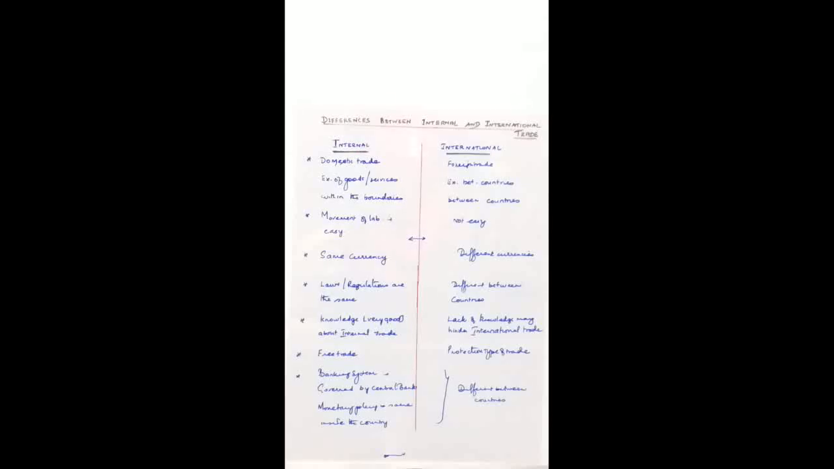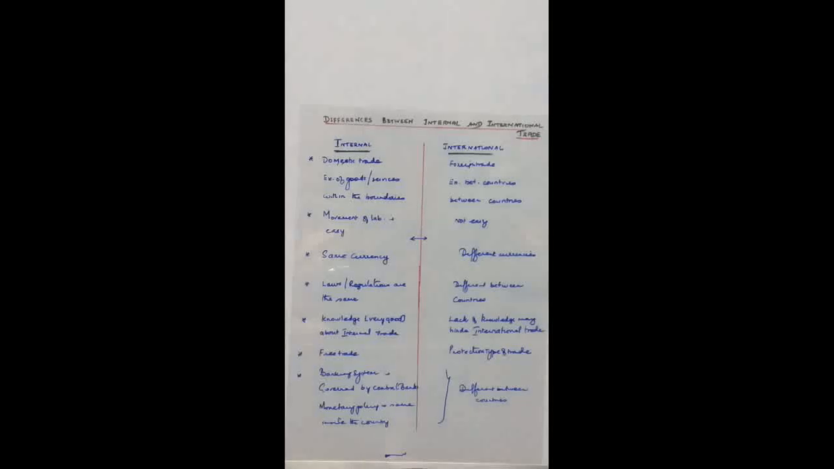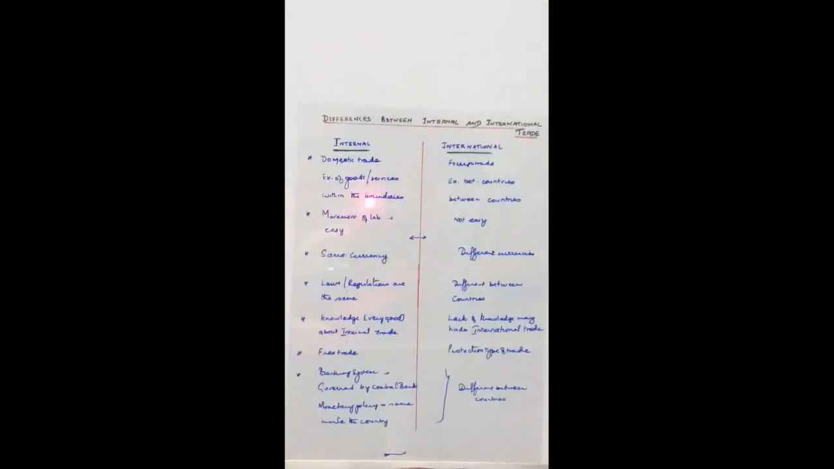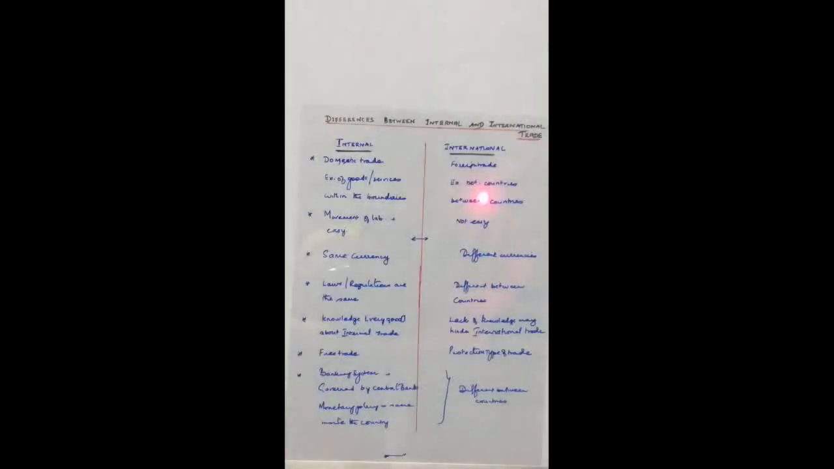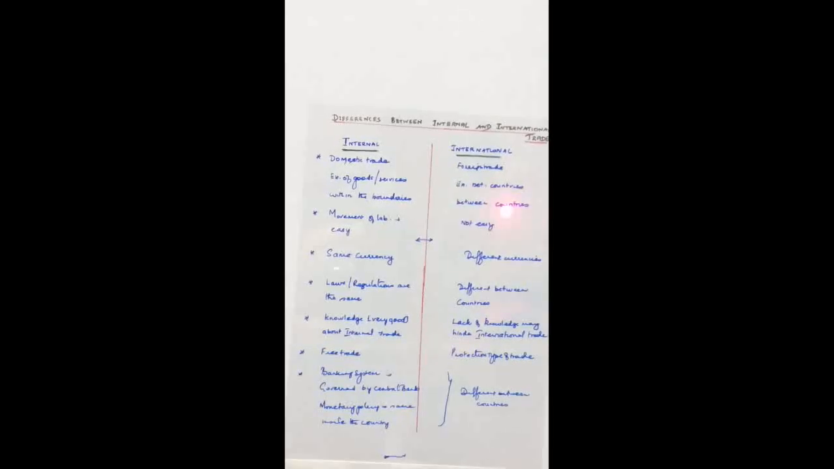We are going to see the differences between internal and international trade. These are the basic differences between internal trade and international trade. Let us see, to the left side is the internal trade and to the right side is the international trade. Internal trade is called domestic trade, whereas external trade or international trade is called foreign trade. In internal trade, the exchange of goods and services takes place within the boundaries of the country, whereas in international trade, exchange of goods and services happens between countries.